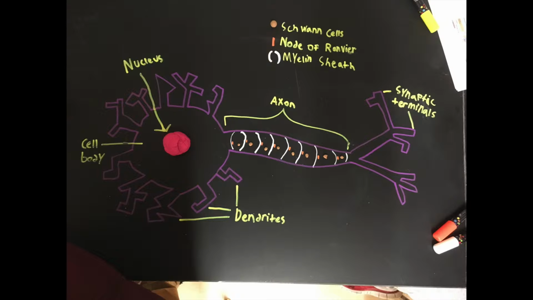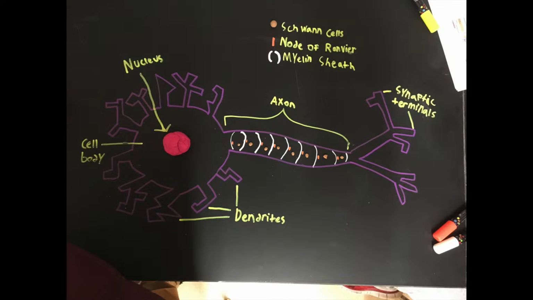Now here on our diagram we have the labels. On the left side we have the cell body with the nucleus right in the middle, and surrounding the cell body are the dendrites. The dendrites are the part of the cell that receives messages, and there are hundreds of these all surrounding the cell on the left side.